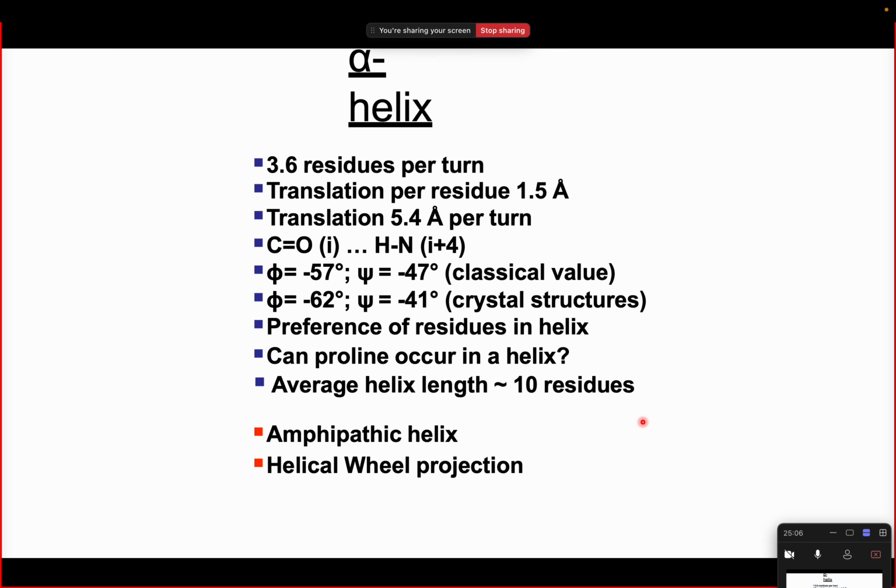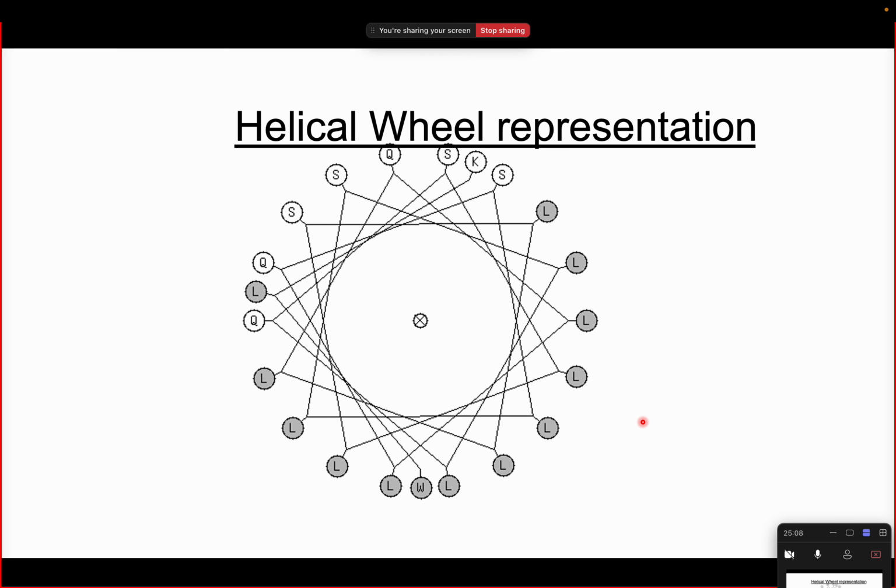How do we come to know this? We came to know when we actually saw the helix, the distribution of residues, in the helical wheel representation. When we see the helical wheel representation, you can see the center point is the axis, which is coming towards you from the screen. You can see one side is purely hydrophobic while the other side is purely hydrophilic, which means this helix has the property of both being hydrophobic as well as hydrophilic, right?